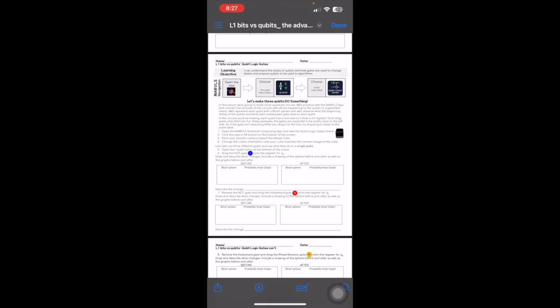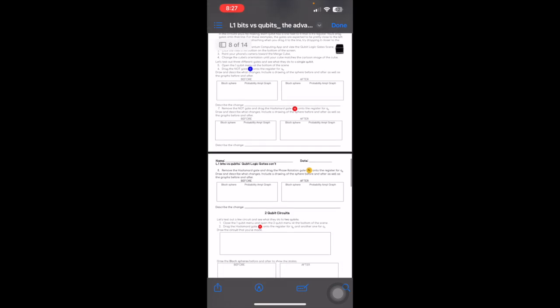So in this example, we're using a NOT gate. You can see the blue gate there, and there are some questions about drawing the before and after for the Bloch sphere and also the probability amplitude graphs for each of the gates. So that's the first part for a single qubit.